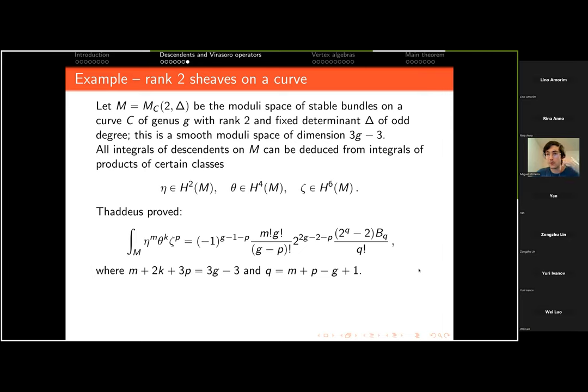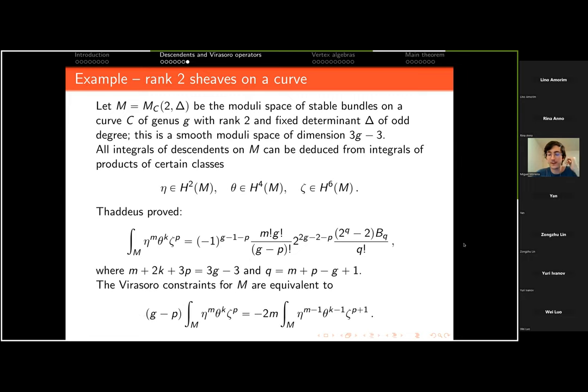So then you can ask, what exactly do the Virasoro constraints say about those integrals? And the answer is, if you work a bit, it turns out that the Virasoro constraints for this moduli space are precisely equivalent to these relations. So this is some proportionality result between eta^m theta^k zeta^p, with the same thing when we replace m by m minus 1, k by k minus 1, and p by p plus 1. And so, of course, this is implied by these integrals that Thaddeus computed. And actually, this is just seeing this combinatorial coefficient. However, it does not see the more interesting part of the formula, which are the Bernoulli numbers.